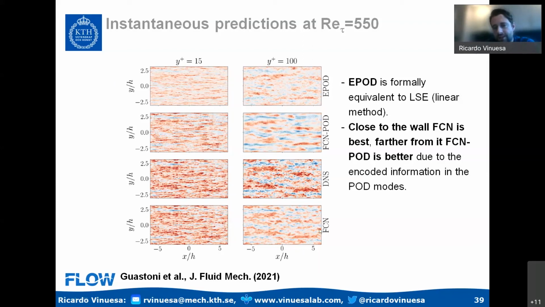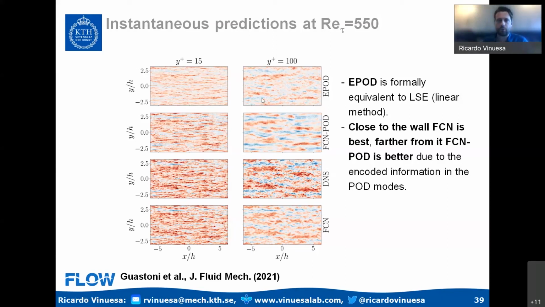The last row is the FCN. That's when I'm using the whole signal to predict the whole signal without any modal decomposition. We can see that close to the wall, this method, the FCN, is in extremely good agreement with the reference. Far away from the wall, there is a bit more deviation. And the second row, which we call FCN-POD, is the case where I'm using the network, but I'm also doing the modal decomposition, so I only need to predict the temporal dynamics. I don't need to predict the spatial information. We can see that close to the wall it is not as good as the FCN method, but far away from the wall, it's better. So the FCN-POD works very well far away from the wall, and the FCN works very well close to the wall.